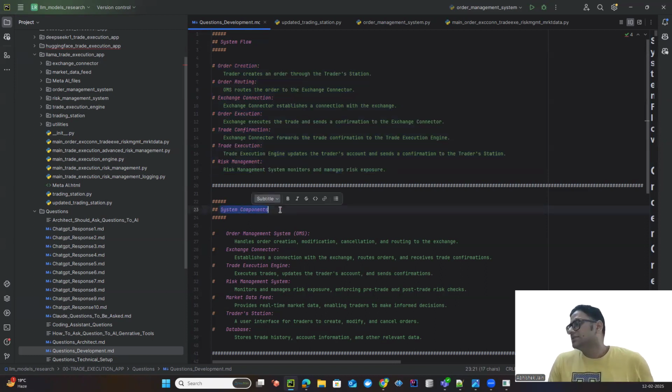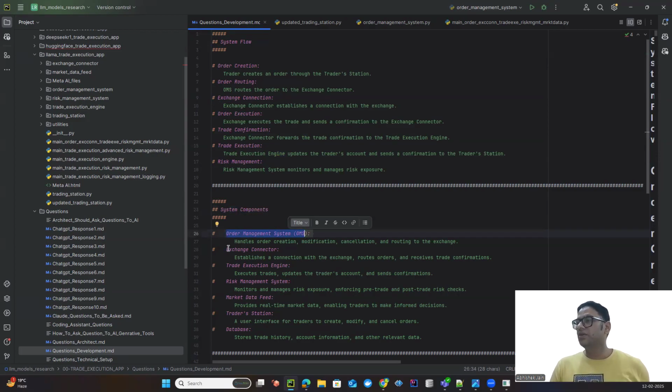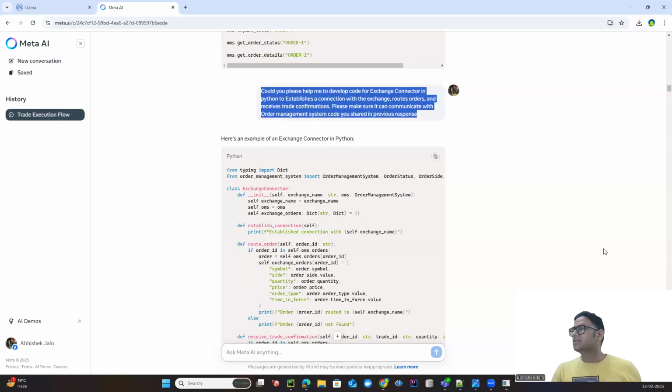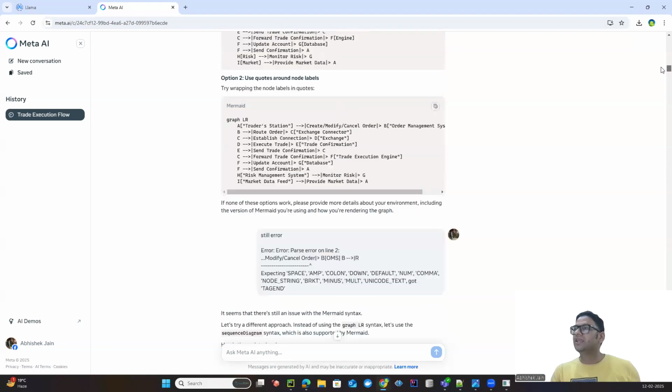Then I asked what all system components we should have in trade execution. These are some systems, to be very honest, I don't have any idea how a trade gets executed. All these things I just collected from the AI tool Llama today only. So if you see, before I started asking questions related to the application, I asked this question.